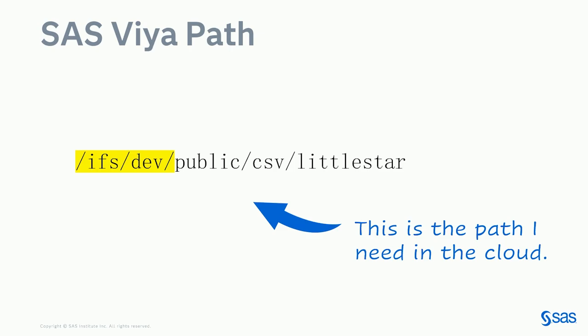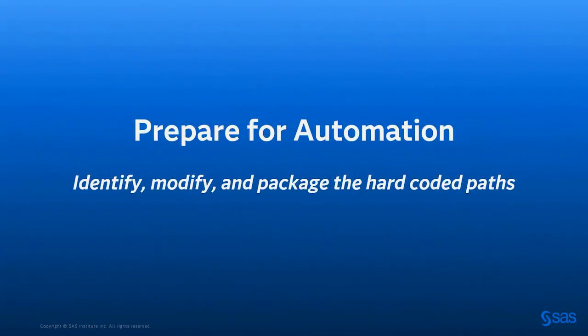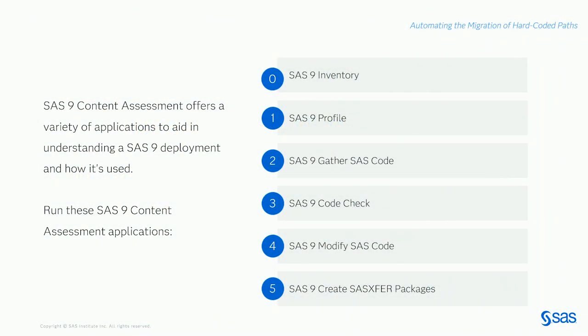Well, I'm going to show it to you today in two parts. Part one, we're going to prepare for this automation. We're going to identify the hard-coded paths, we're going to modify the hard-coded paths, and we're going to package up the hard-coded paths so that we can use them in Viya. The way we do this is using some of those content assessment tools I mentioned. In particular, we're going to run our inventory tool so we can find all our Enterprise Guide projects.